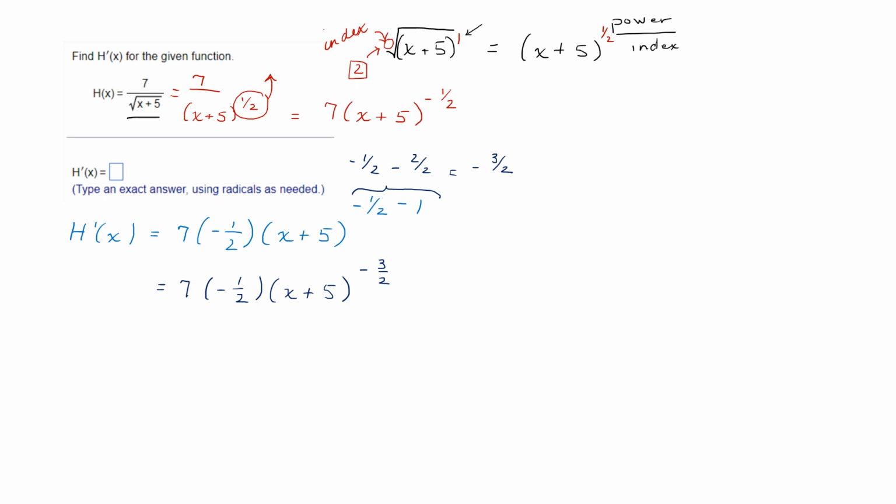Okay, so we want to have our answer using radicals. So the 7 times the negative 1/2 is going to give me a negative 7 over 2. Sorry, 2, not 7. And to make this a positive exponent, we need to move it to the denominator. So we'll have our x plus 5 to the positive 3 over 2.